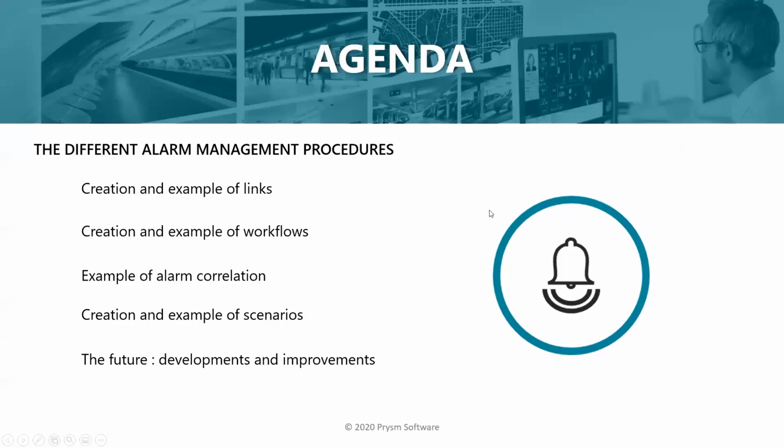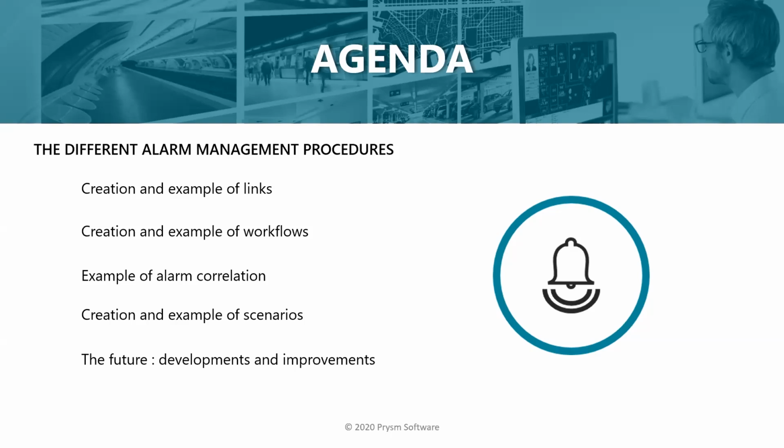Okay, the agenda is to introduce you to the different alarm management procedures that exist in AppVision. Typically, the most common is links. How do I create links triggered by an alarm? Nicolas will show you about workflows. We will show you an example of alarm correlation, which is not properly a feature in AppVision, but something you can create by scripting. And in the new version of AppVision, v4.6, which is going to be released after lockdown, we have another way of managing alarms and more events, which are scenarios. And then we'll talk about the future.